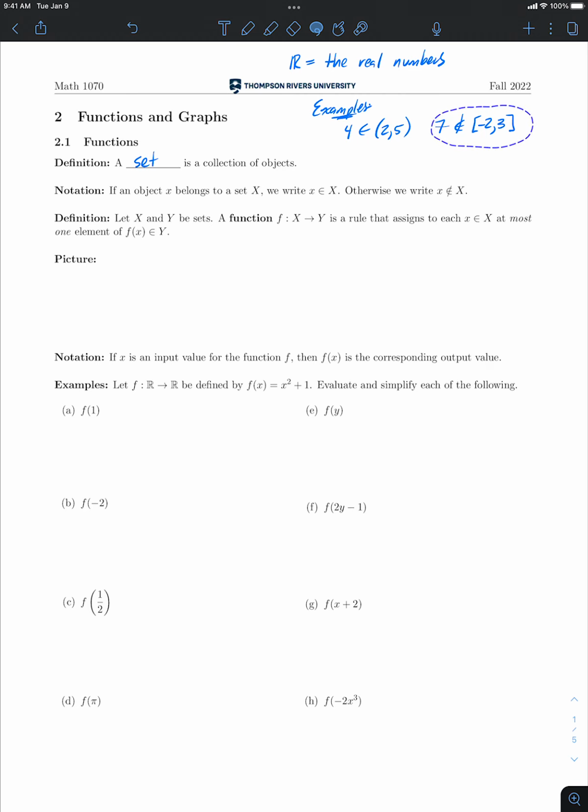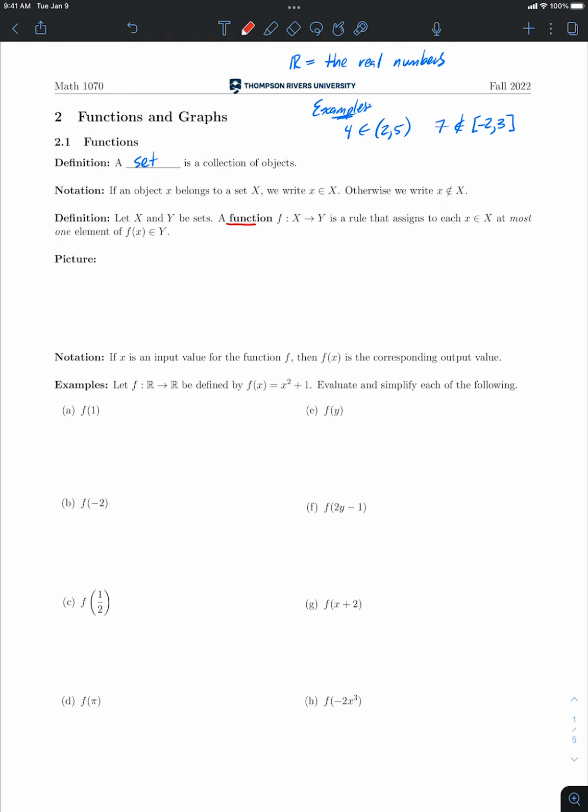And we're mostly going to talk about sets of real numbers in this course, but you can have sets of anything. You can have sets of animals, sets of cars, sets of pencils, anything. There's no restriction. Any object really can belong to a set. Okay, so formally, what is a function? That's what we're finally ready to say.